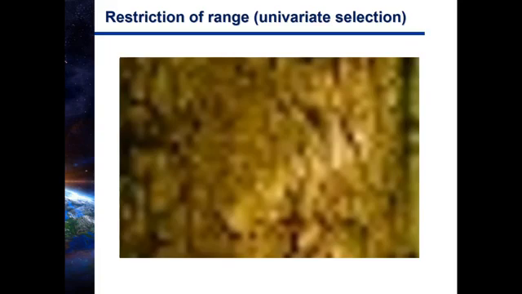All right? This is a good analogy for restriction of range or univariate selection. If we zoom in either on X or Y, we're getting too close. There could be a relationship there, but we won't see it. All right? You can't see the forest for the tree.